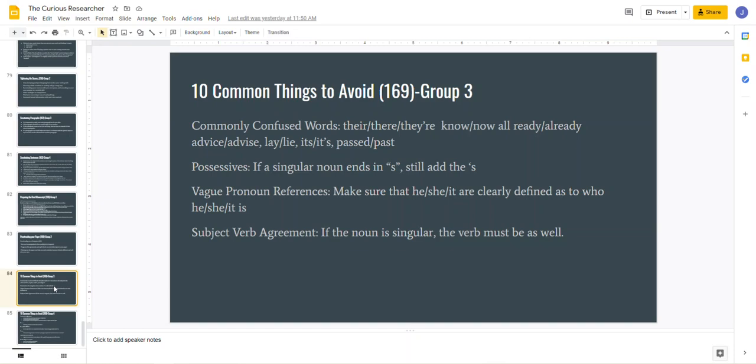Often, and I didn't see too many of them in the drafts, there are those commonly confused words like there, their, and they're, or no and now, or already and all ready, or advice and advise. Some of these kind of get by spell check. My favorite example that I give is form and from. Both words are spelled correctly, but the context may differ. Okay, make sure about your possessives. And one item is vague pronoun references.